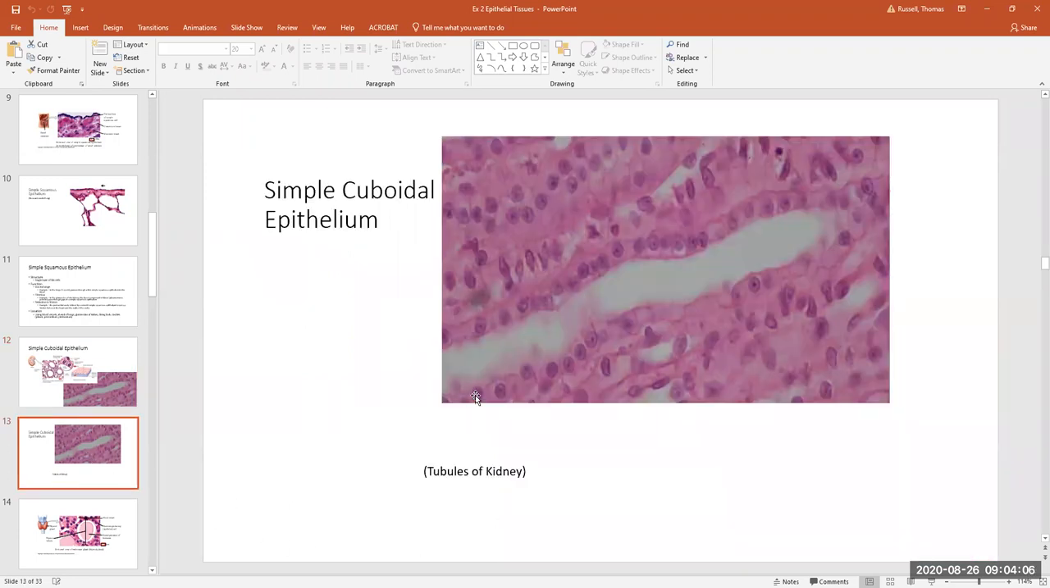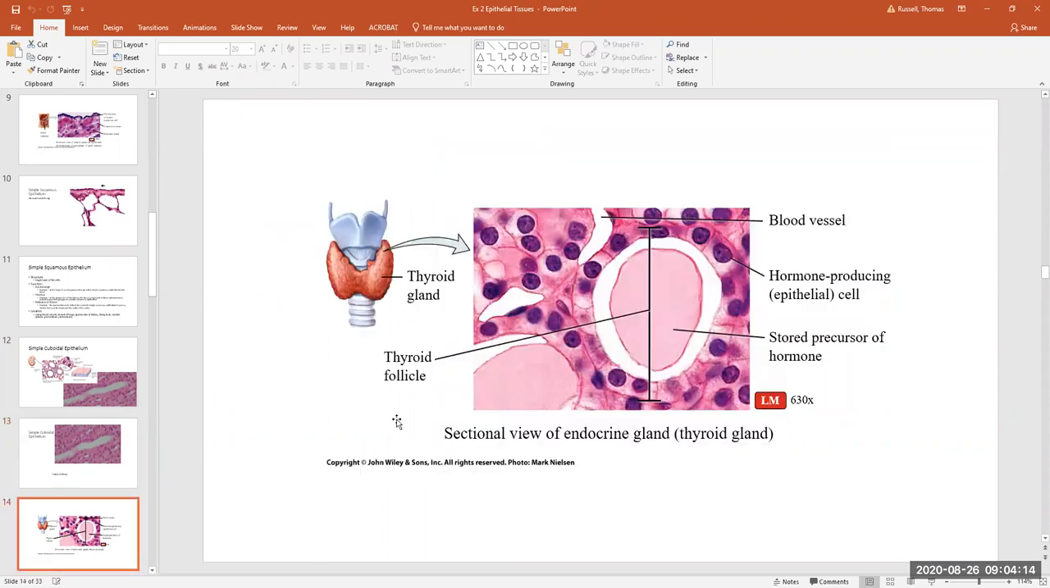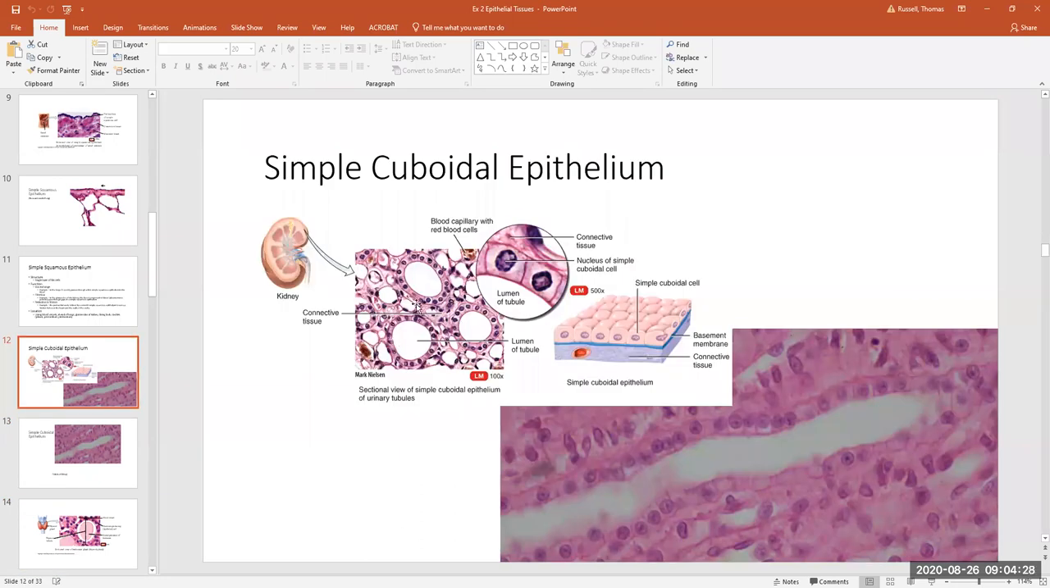Here's another picture of it. That same picture, just a little bit larger. And this is a longitudinal section. Here is another type of simple cuboidal epithelium. It's lining a gland. That's why I was saying it looks very similar to the other picture. But nonetheless, you're just going to call this simple cuboidal epithelium.